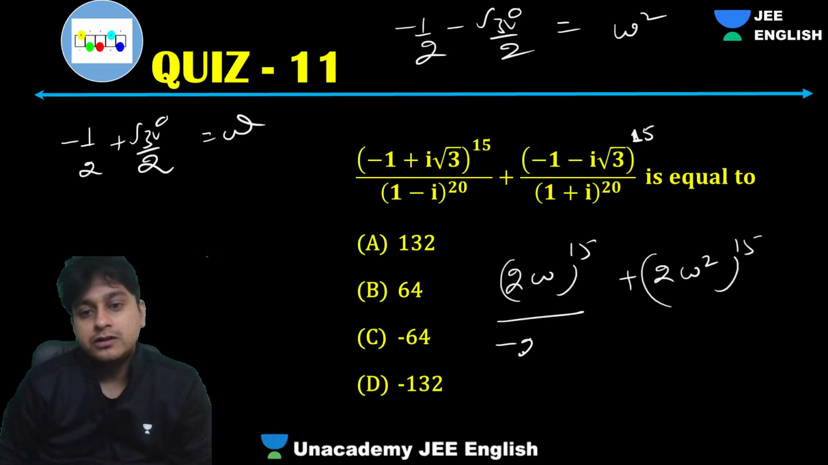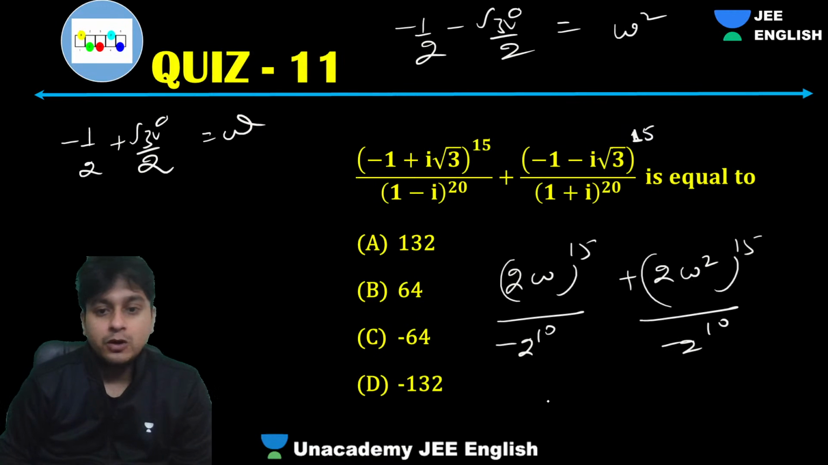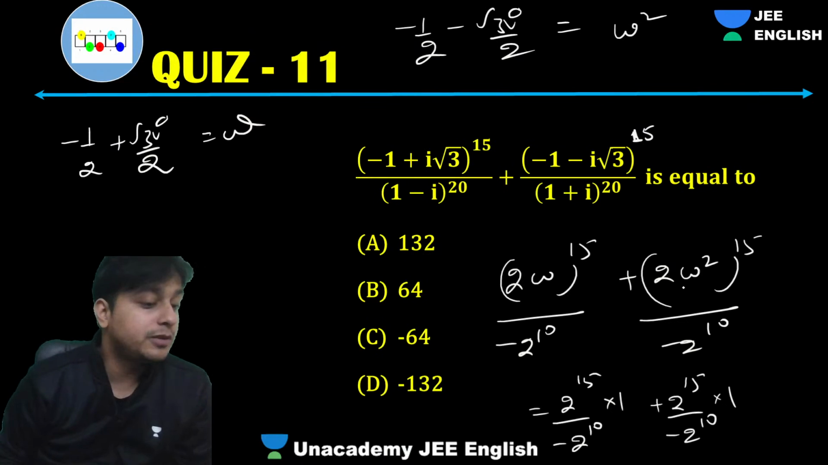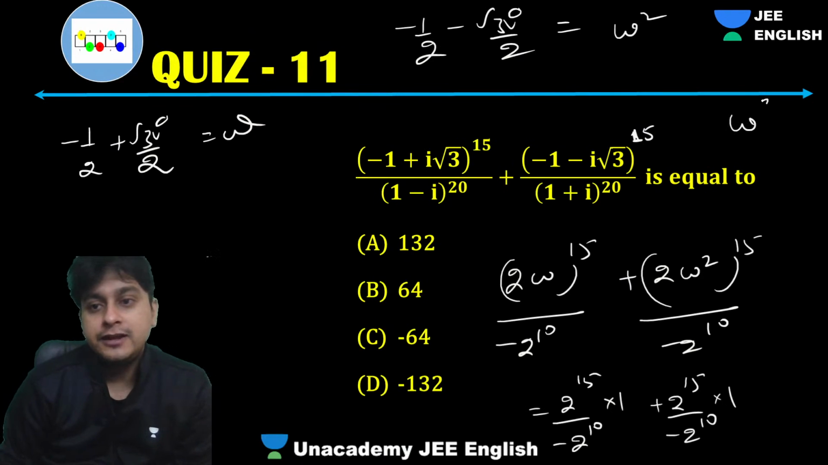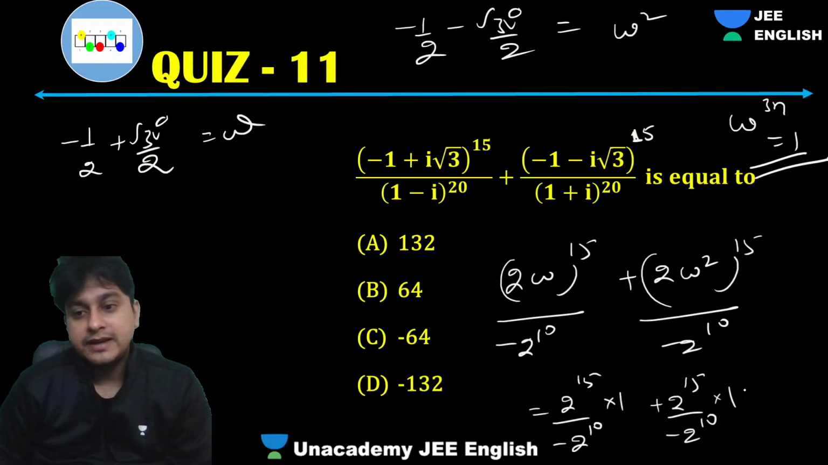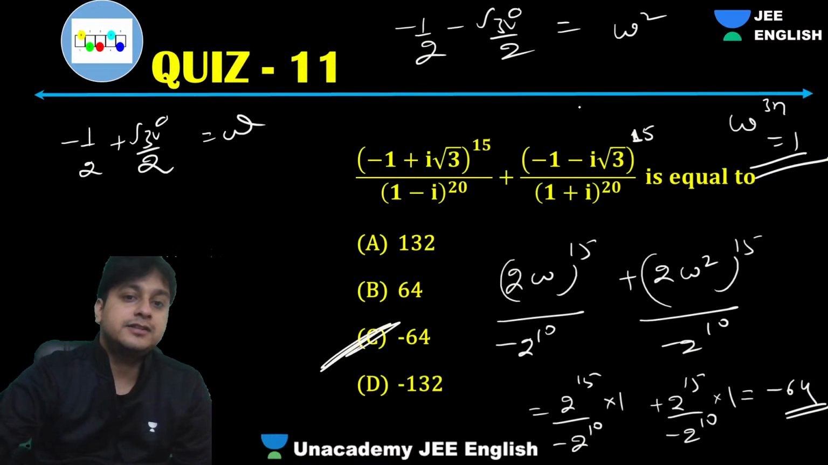And already we've solved the denominator, that is minus 2 power 10. So we'll get nothing but 2 power 15 by minus 2 power 10. Omega power 15 is 1 into 1, and this will also be 2 power 15 upon minus 2 power 10 into 1, because omega power 30 will also be 1. Omega power 3n for that matter is 1. So what are we getting, guys? Minus 32, minus 32, minus 64. That's the answer.